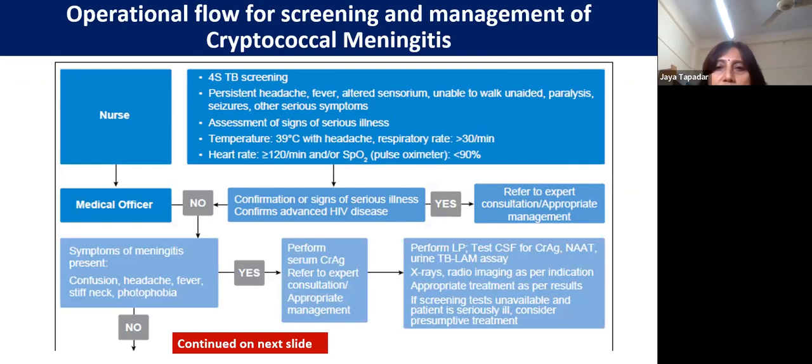Now, this is very, very complicated. I'm not going to do this with you, but I'm going to tell you in a very, very simple way. Any patient who comes with advanced disease, that means has a CD4 count less than 200, or has fever, altered sensorium, headache, that is signs of meningitis, you have to do a serum CrAg. Okay. Now, if you do a serum CrAg, next slide, please.